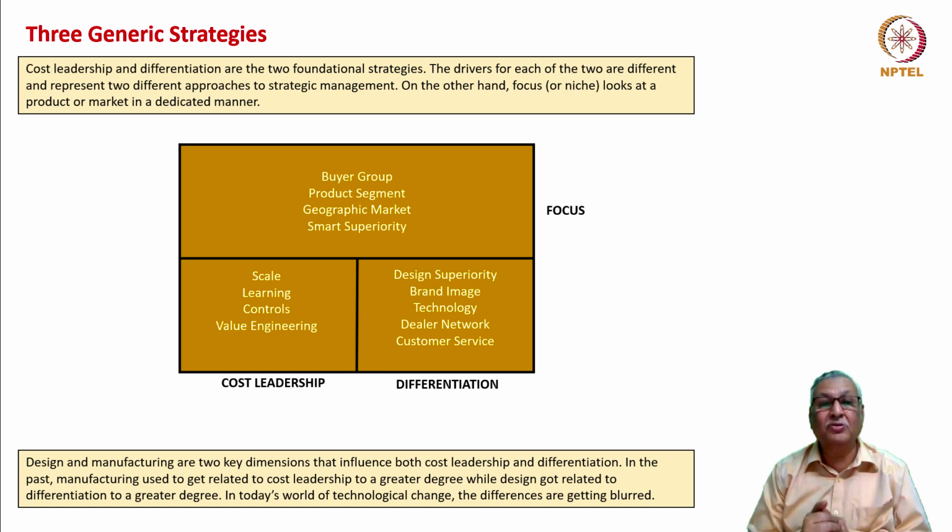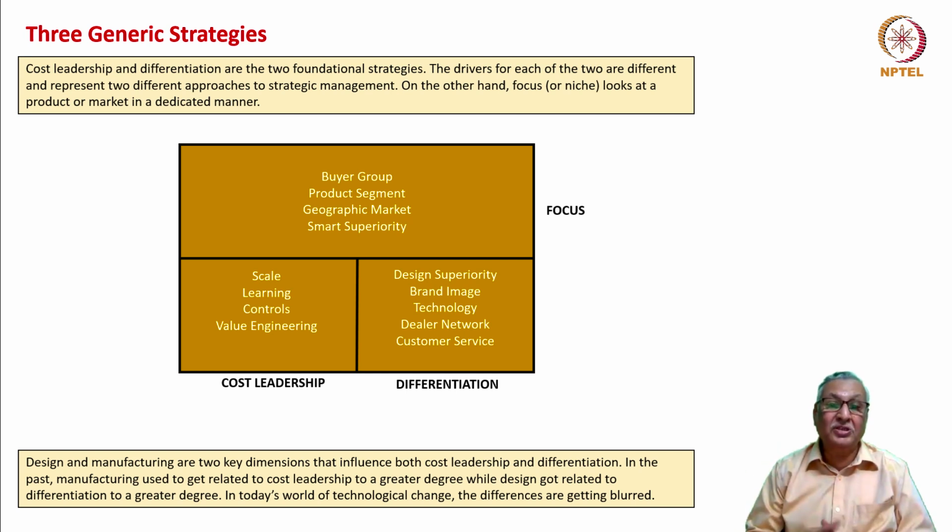Focus would have buyer group, product segment, geographic market, and service superiority as the key drivers. Within this, design and manufacturing are the two key dimensions that influence both cost leadership and differentiation. I have given you one example. Design superiority in differentiation means your ability to manufacture different featured products within your product lineup. But if your design superiority is such that you can use the same internal component clusters but create a broader range of products, that is another capability which combines a certain amount of cost leadership into differentiation.